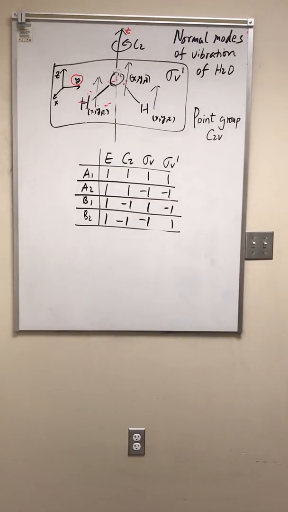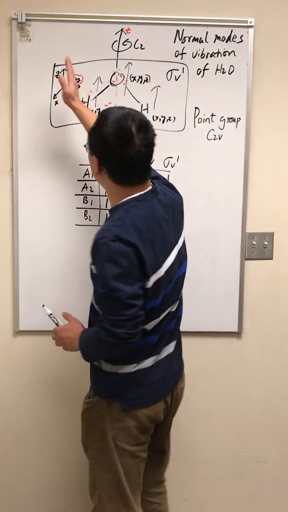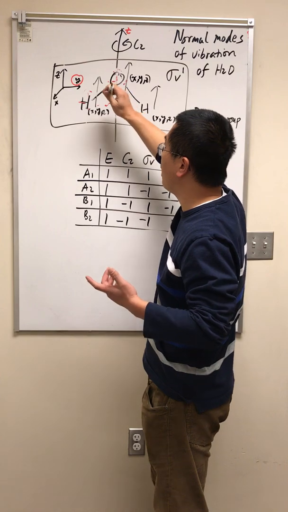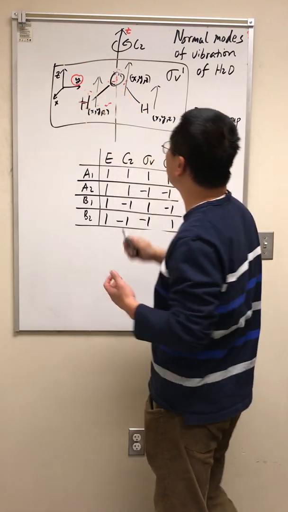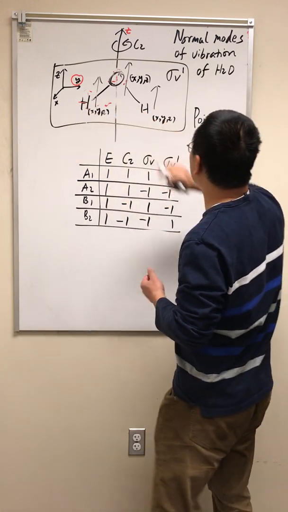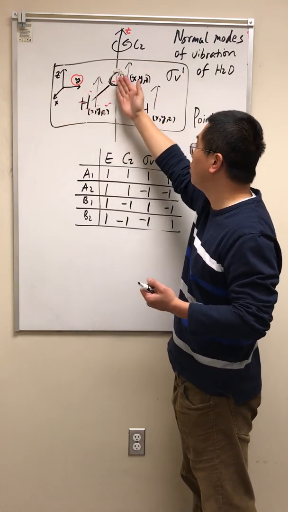I will determine the symmetries of the normal modes of vibration of a water molecule. Let's say this is the z direction, this is the x direction pointing towards the camera, and the y direction is this. We have oxygen here, and we have hydrogen here and hydrogen here. And let's define this plane that contains these three atoms.